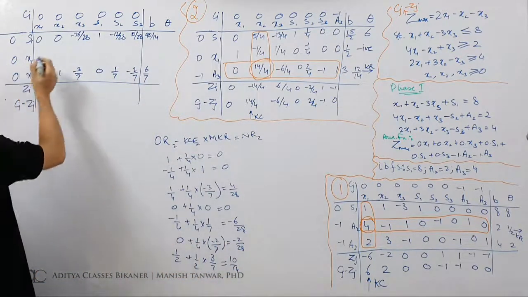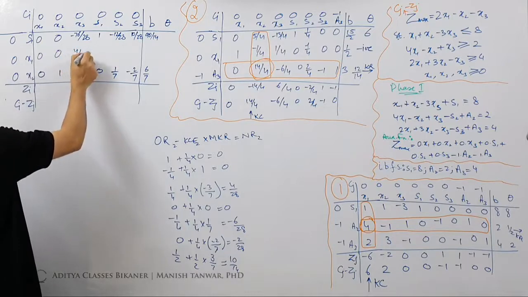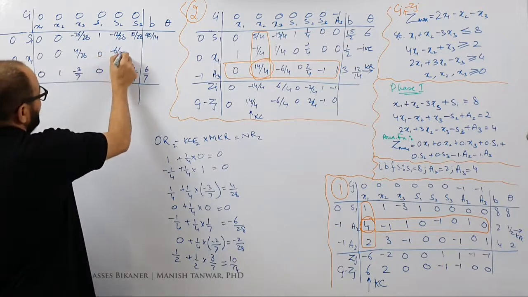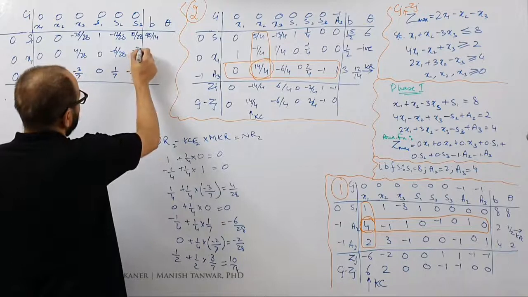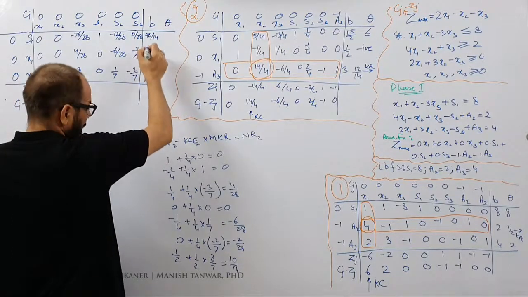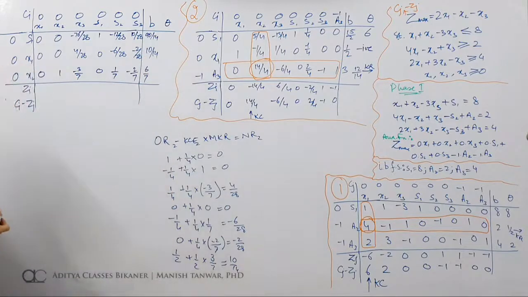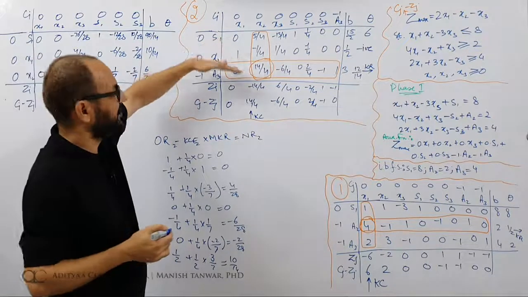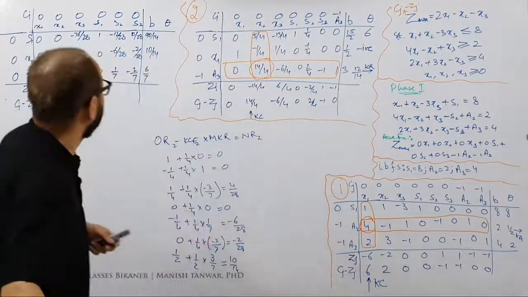So we have our second row as 0, 0, 4 by 28, 0, minus 6 by 28, minus 2 by 28, and last one is 10 by 14. So this is our second row. First row, second row, and key row. First table, second table, and this is our third table.